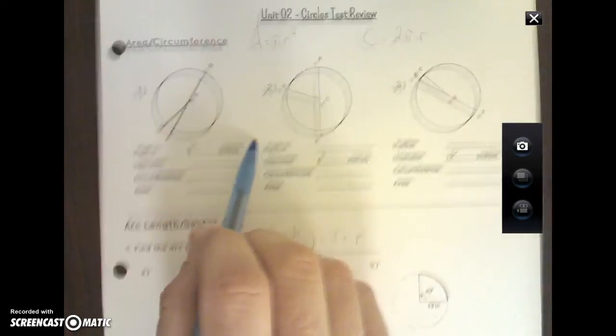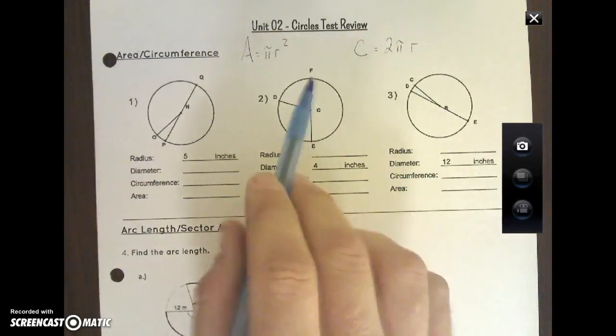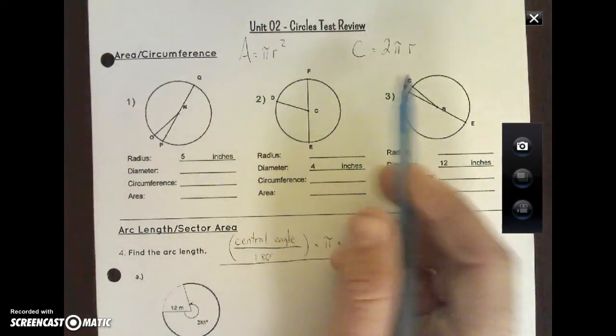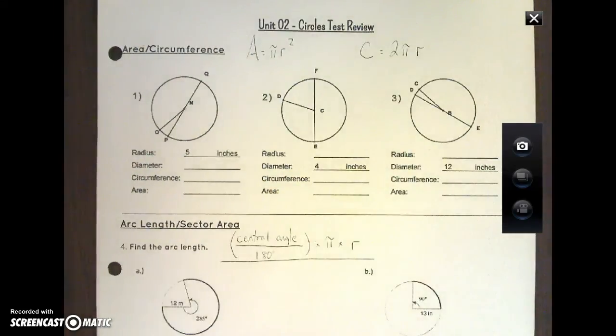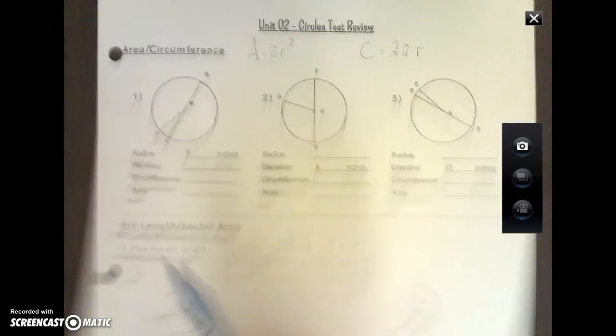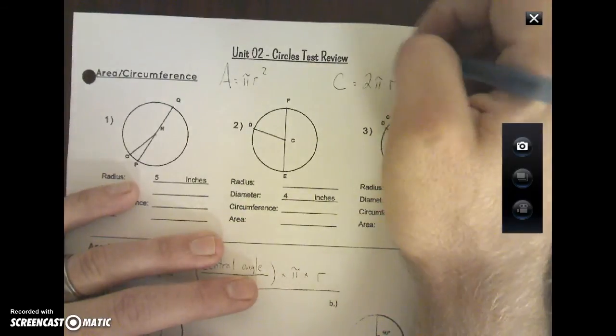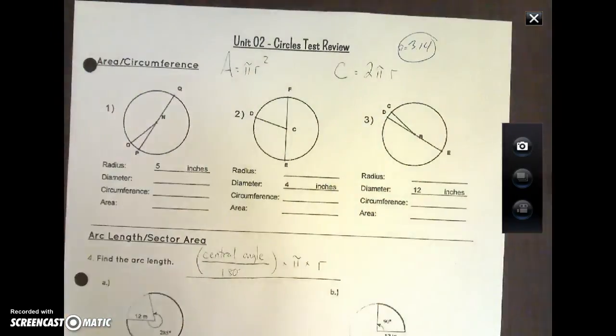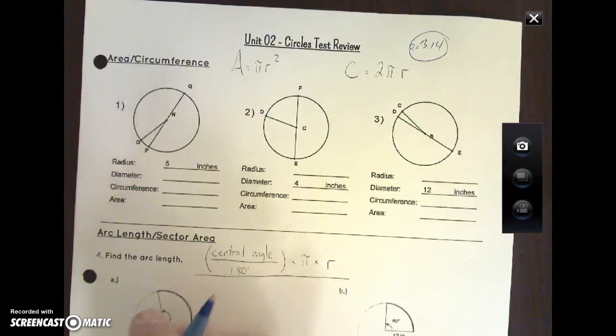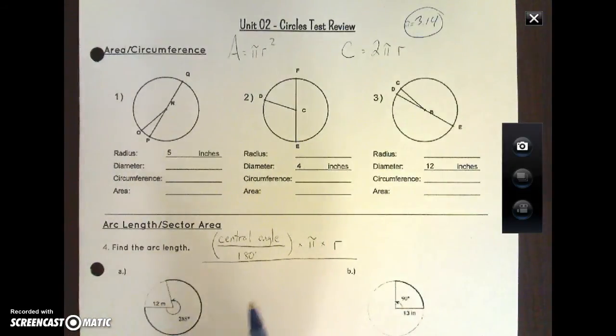So the first question says area and circumference, and we will be giving you all the formulas. So pi r squared is your area, 2 pi r is your circumference. We're going to ask that you use 3.14 for pi. Alright, so if you can do that, that'd be great. If you use the pi button, we're not going to hurt you. It just makes it easier for us to grade.